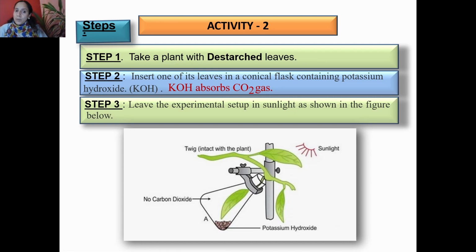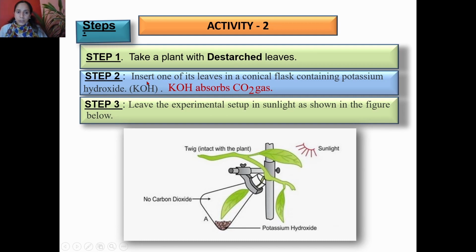So we have kept one plant inside our store for 2 days. It was not able to do photosynthesis. Whatever starch was present in that, it got converted back into glucose and the plant was using it. So that is de-starch. So we are taking a de-starched potted plant.